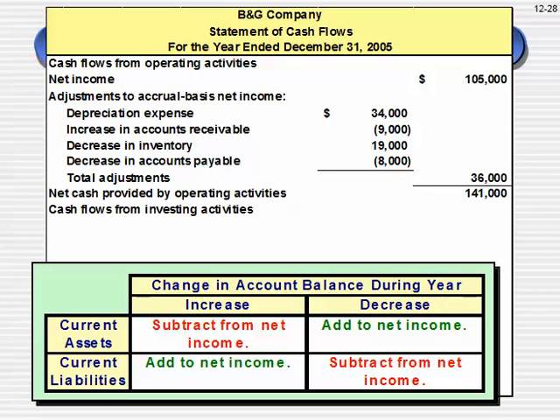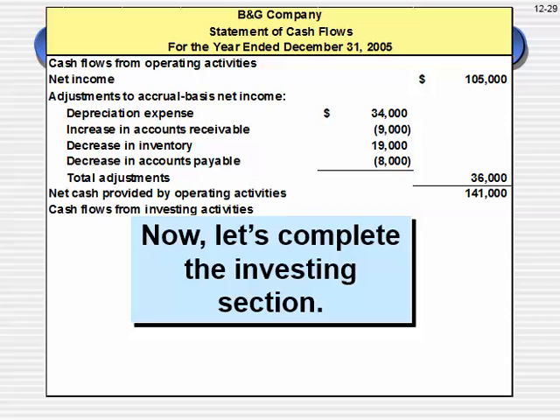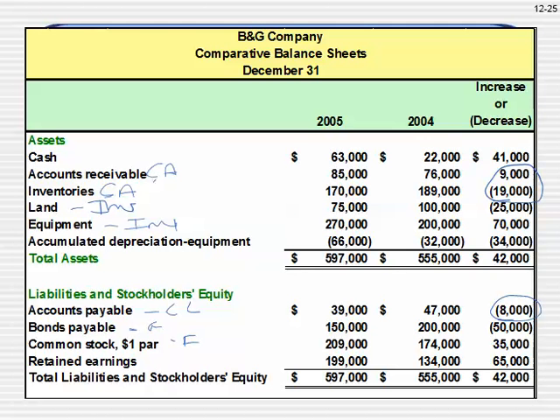Okay. So now let's go ahead and complete the investing section. Remember, that deals with our long-term assets, and we highlighted those a minute ago. Let's see. We had long-term assets. Land went down $25,000 from 04 to 05, and equipment went up. Well, if land went down, that means we sold some land, so we'll have an inflow of cash of $25,000. And if equipment went up, that means we bought more, and cash would have decreased by $70,000.